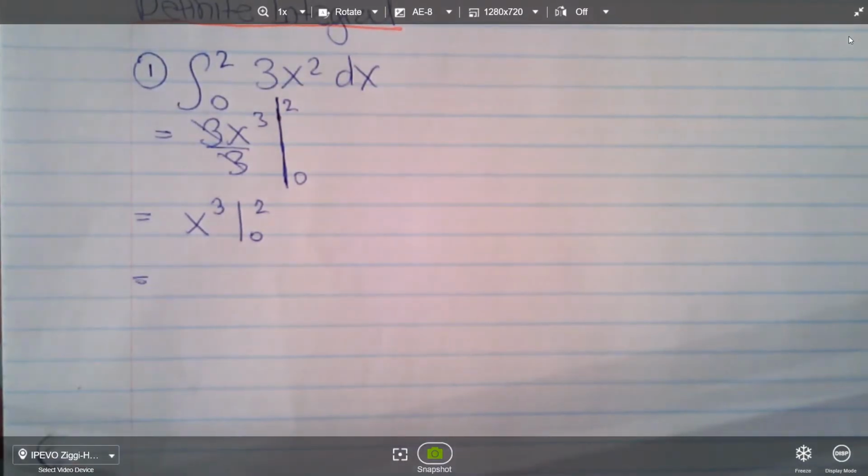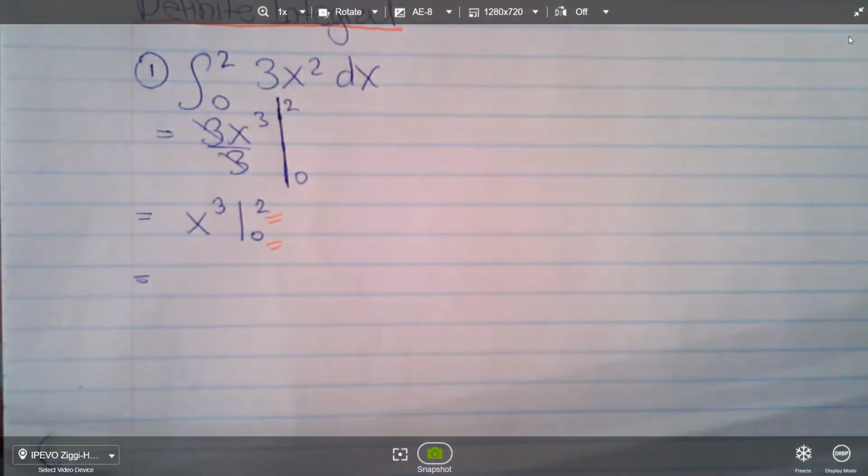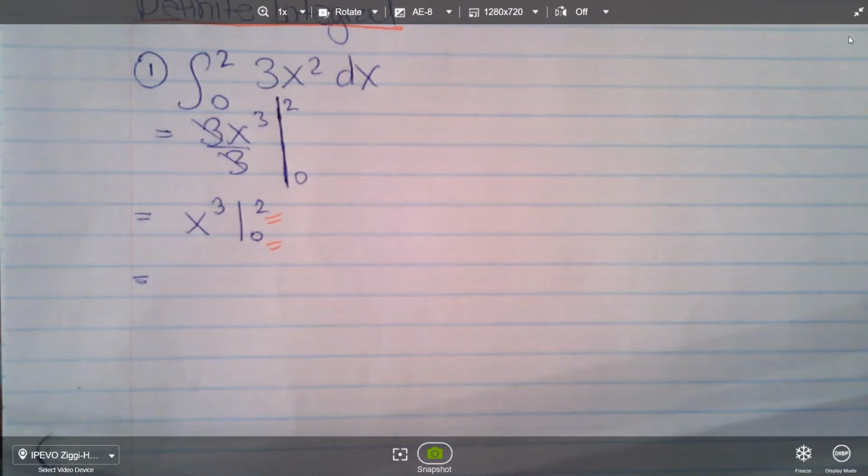So again, be careful of your order. You want to make sure you do upper bound first, then the lower bound. Top number minus bottom number. Sometimes we have negatives in here, and people always do the positives first instead of the negatives, or they do a weird order to it. So just make sure it's top minus bottom. You just sub it in. So 2 goes in for x minus 0. Our answer is 8.